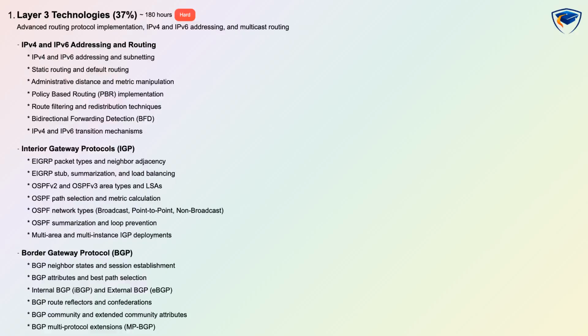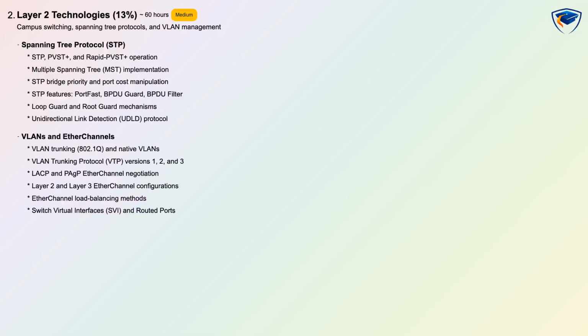You will also master IGP topics like EIGRP adjacency and summarization, OSPF area types, LSAs and path selection, and BGP essentials including neighbor states, attributes, IGP and EGP operation, route reflectors, communities, MPBGP, and practical filtering techniques to design and troubleshoot complex routing domains.